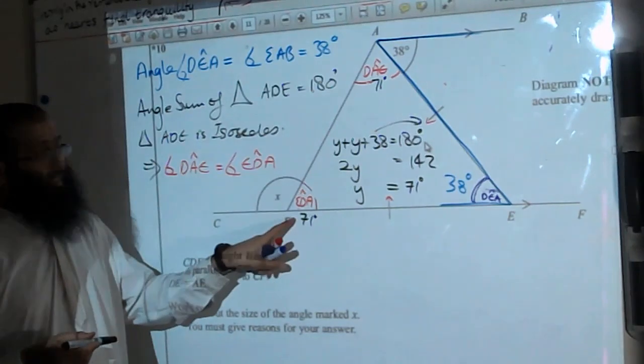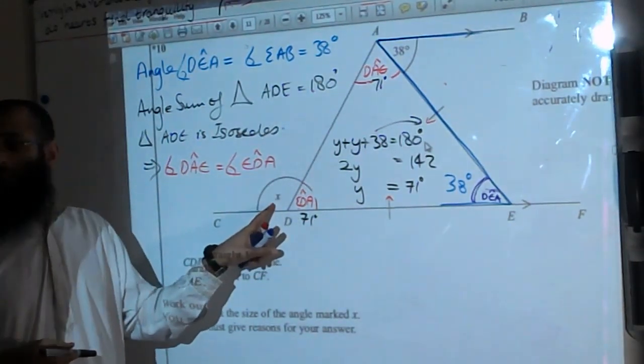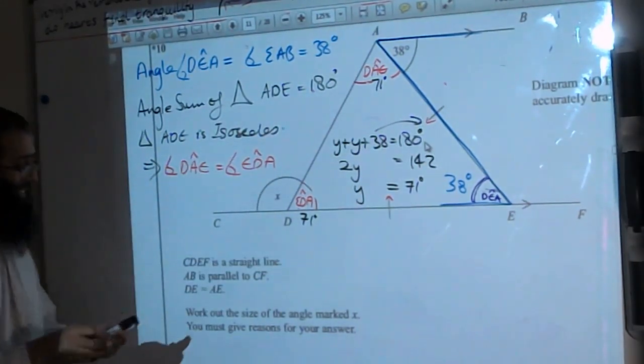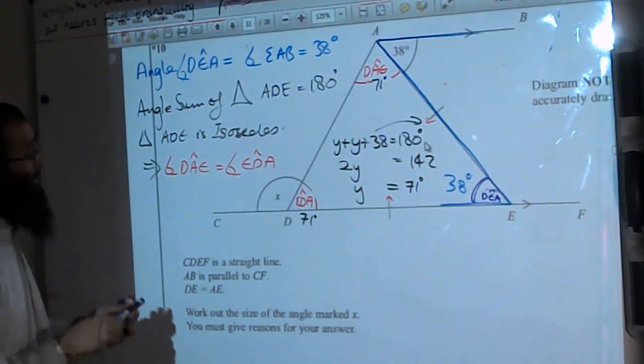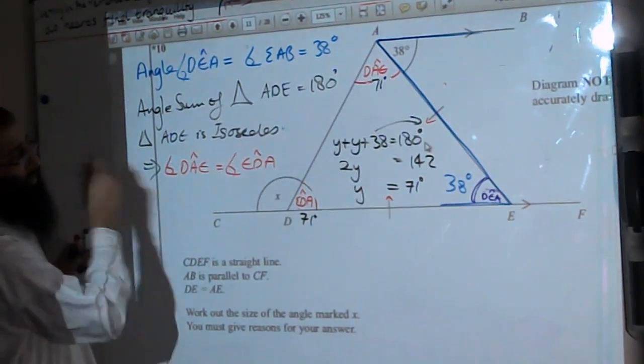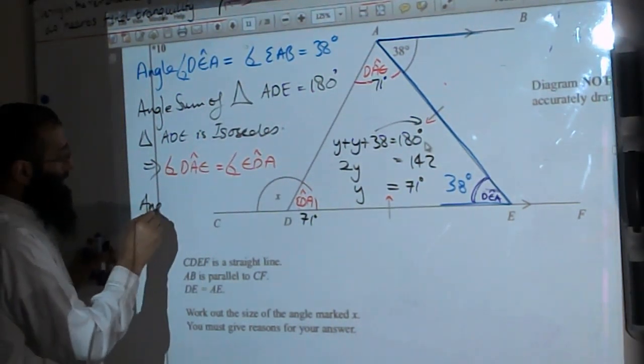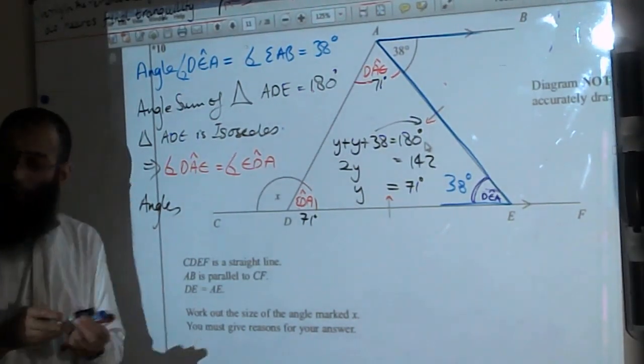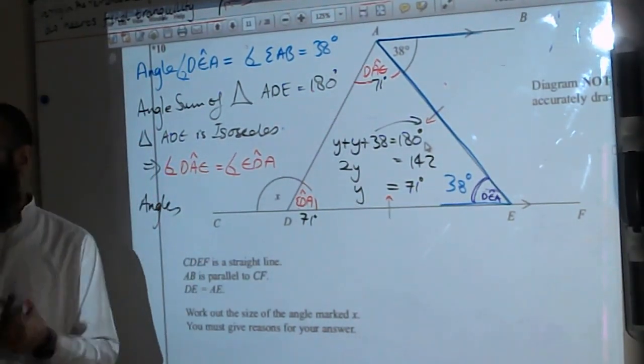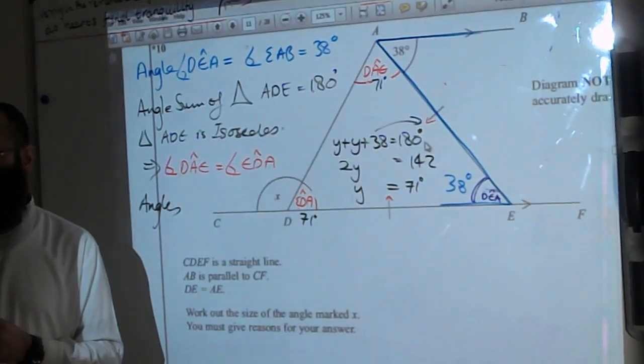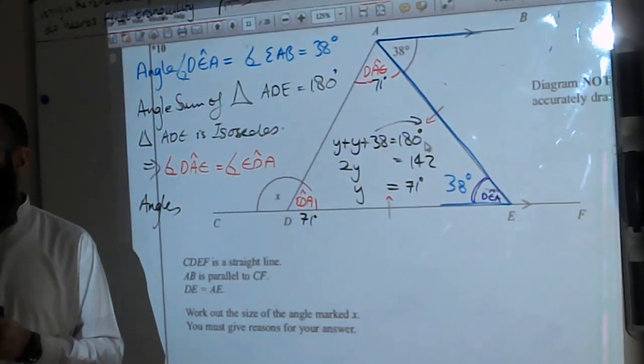Okay, now that we know this one, we can now finally work out x. So what would be the next thing that we say to describe? We said angles at a point. So angles. Now what do students normally say? Angles on a straight line add up to 180. That's wrong. Okay, why is it wrong?